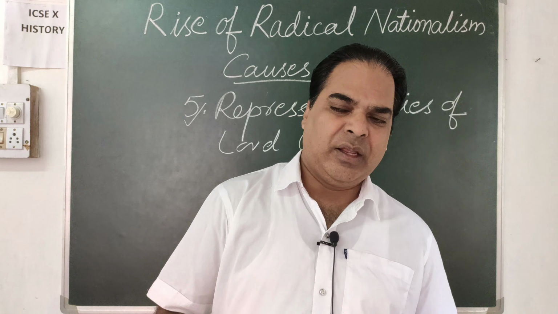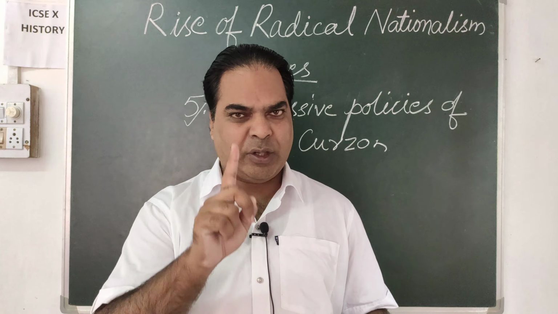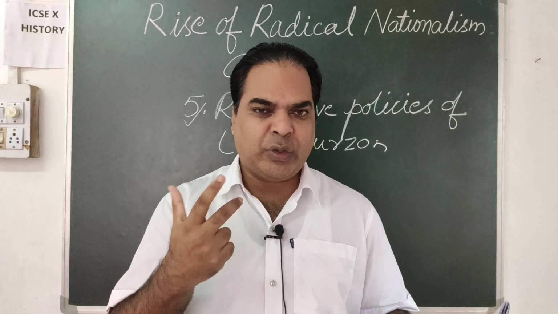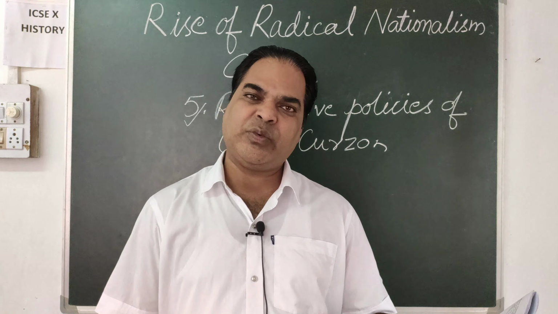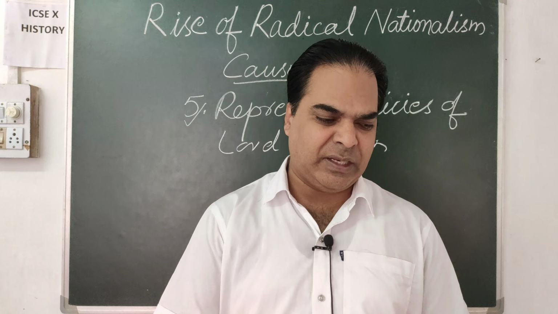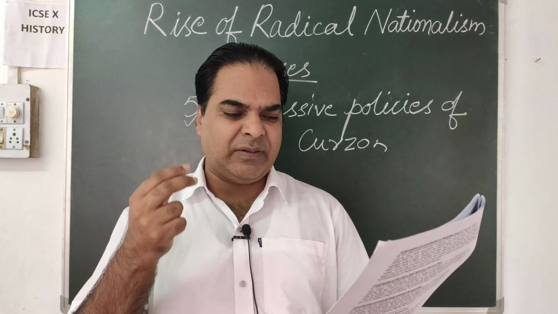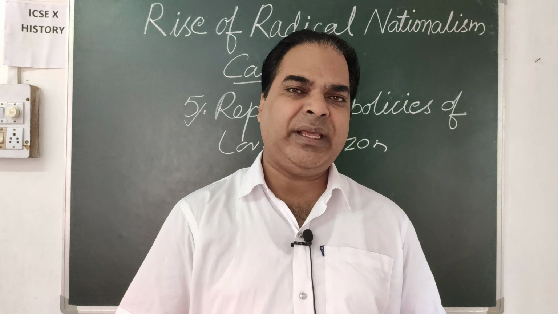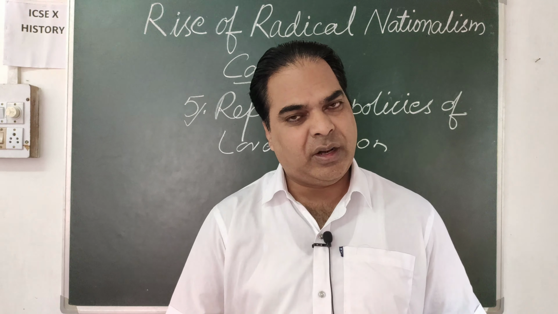And to achieve this objective, they wanted Swaraj, nothing else. They wanted self-government. So in order to achieve that, which methods were followed by them? Very, very simple, my dear. They followed number 1, Swadeshi, number 2, boycott, number 3, national education, and number 4, revivalism.